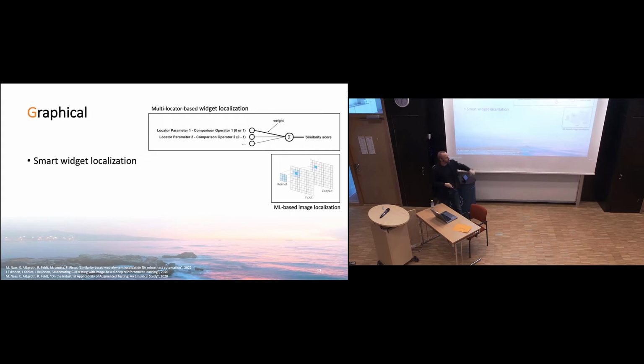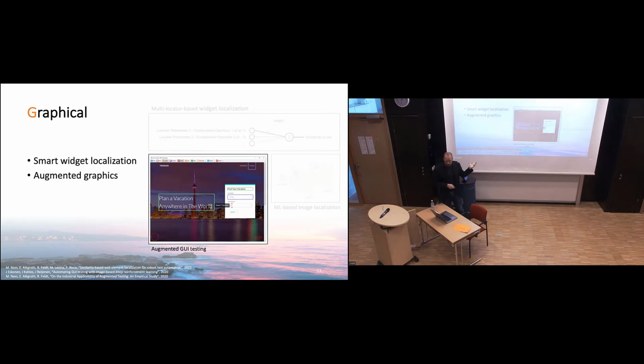Another promising approach is to use machine learning-based image localization. And this is from a paper that is listed down here that you can check afterwards, where they made attempts at using DeepMind algorithms in order to identify components on the graphical user interface as shown to the human.